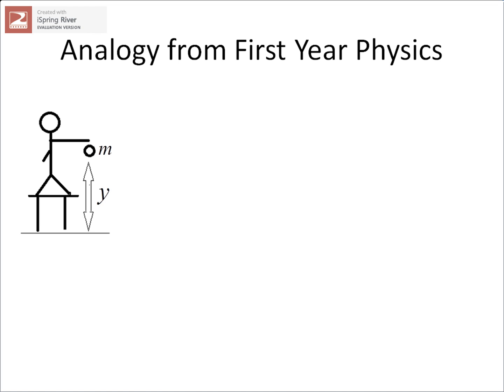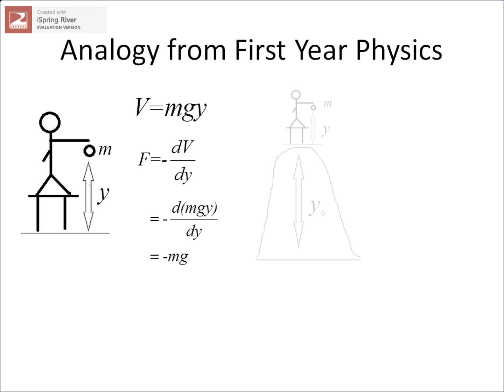The potential energy of the ball is given by V equals mgy with respect to the ground. I can find the force on the ball, which is the derivative of the potential energy, and we get the following equation of motion.